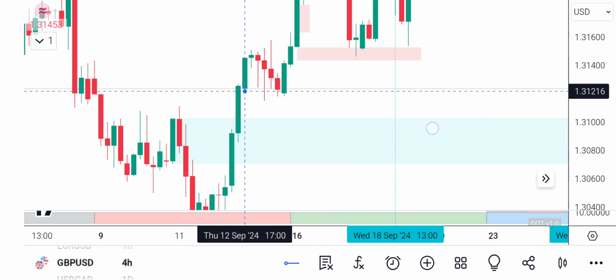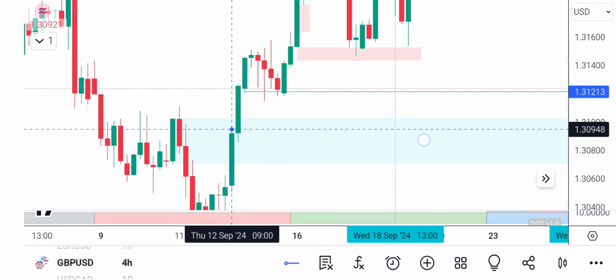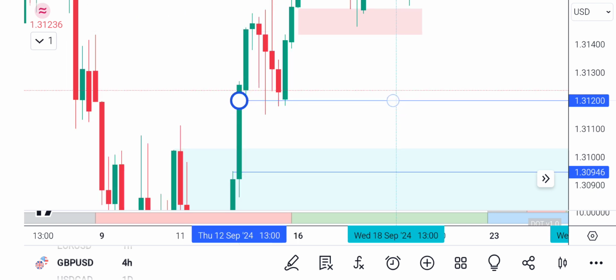Look at this one also. This is a bullish fair value gap here. This is a bullish fair value gap. This one here, you see, it's a bullish fair value gap.